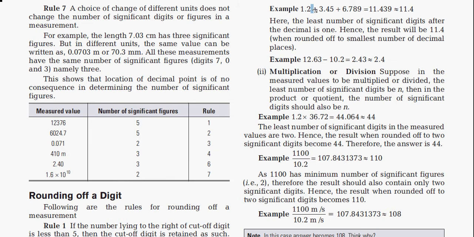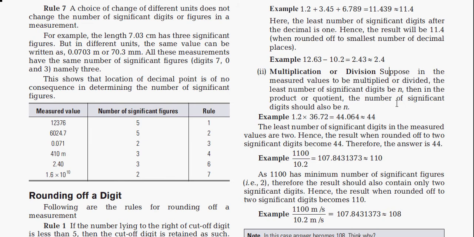The least is 1. In 3.45 after the decimal it is 2, and in 6.789 after the decimal it is 3. So after the decimal it is 1 only, so the answer will be 11.4. Got it? One more example: 12.63 minus 10.2. You will find the least number of digits after the decimal is 1 only. So in the answer you will get 2.43, and at last we will get 2.4 only.